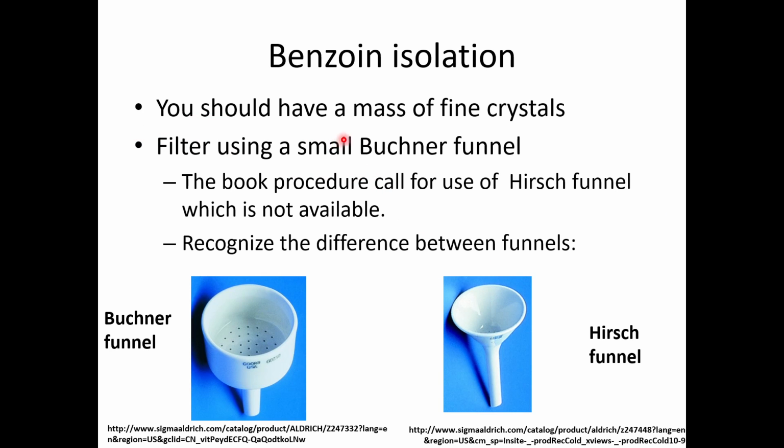So for the benzoin isolation, first you should have fine crystals in the beaker, and then you're going to use a small Büchner funnel, which is this one over here, with a filter paper to get all the solid that you have precipitated. You don't need the solution in this case. You should just filter it and then isolate the solid that you have.